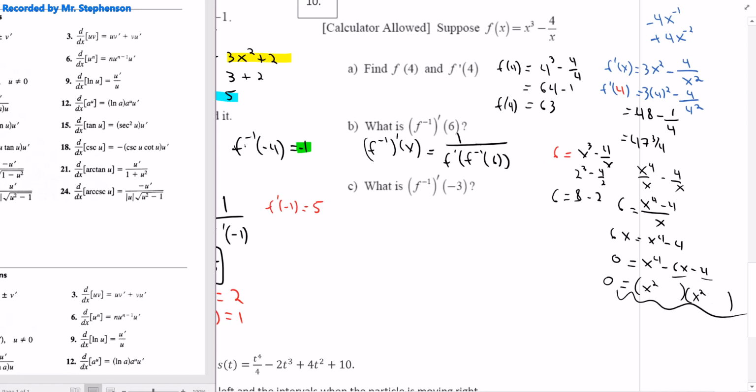So let's just take our guess and check method up here, which was x equals 2. Right, so f inverse of 6 is 2, which means I need to find 1 over f prime of 2.